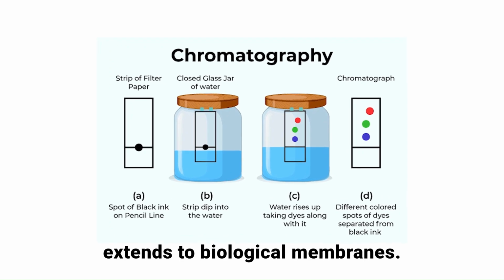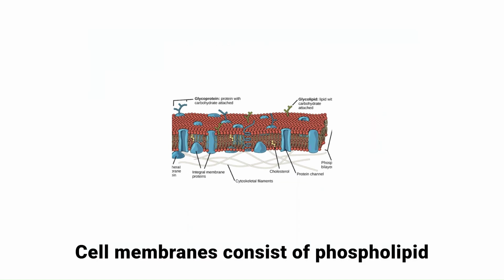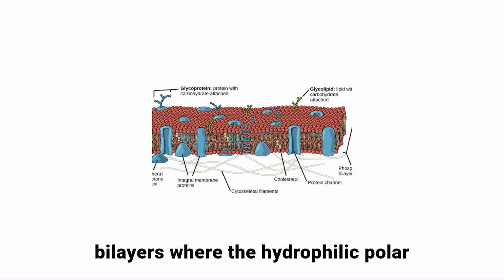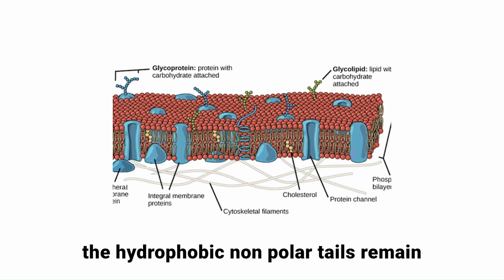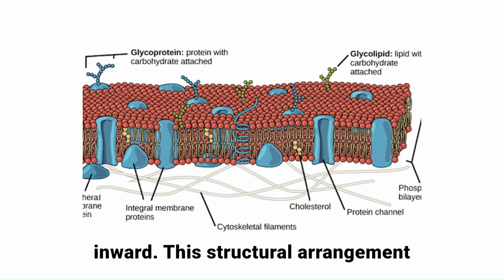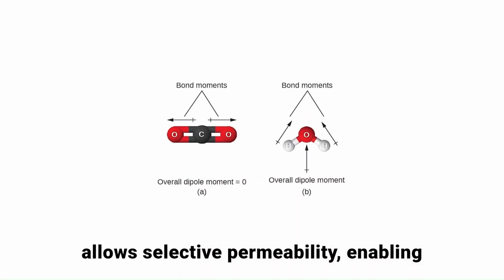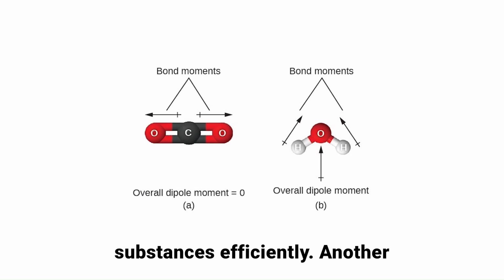Polarity even extends to biological membranes. Cell membranes consist of phospholipid bilayers, where the hydrophilic, polar heads face outward towards water, while the hydrophobic, nonpolar tails remain inward. This structural arrangement allows selective permeability, enabling cells to regulate the entry and exit of substances efficiently.